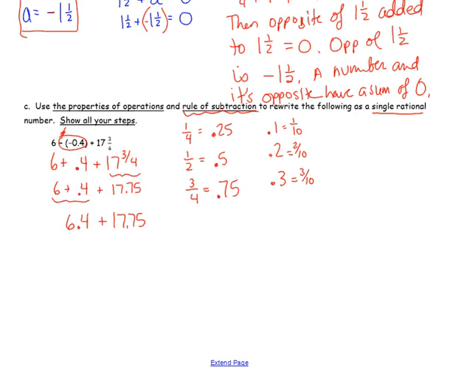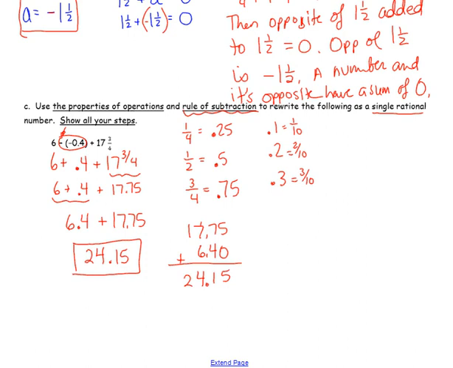When you're adding these, make sure that you line up your decimals, so you're adding the same place value. 17 plus 6.4. I'm going to add a 0 there to keep my place values lined up. And for a final answer, we have 24.15. And our answer is positive because all of our rational numbers in this case were positive.